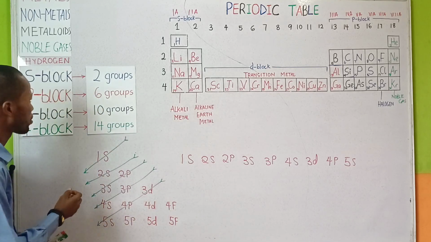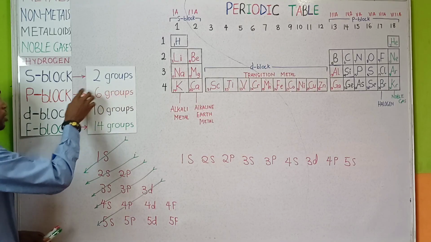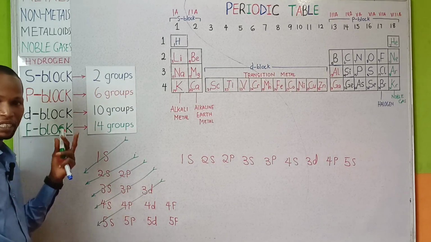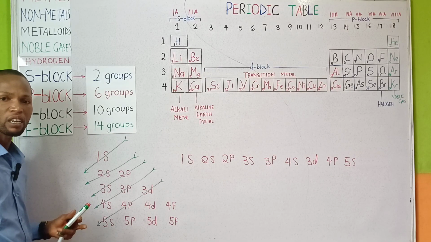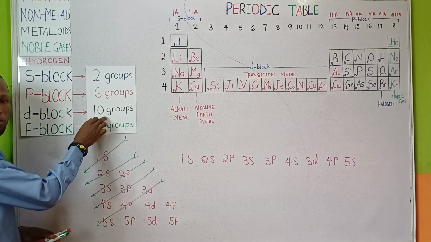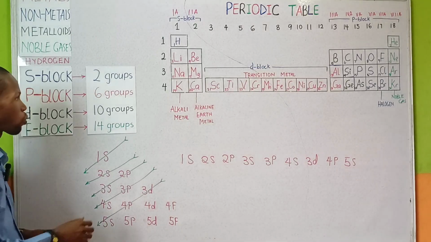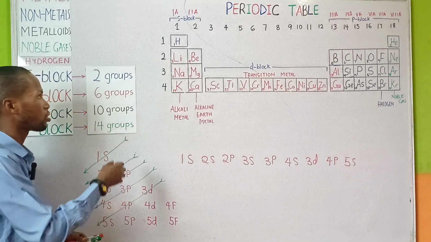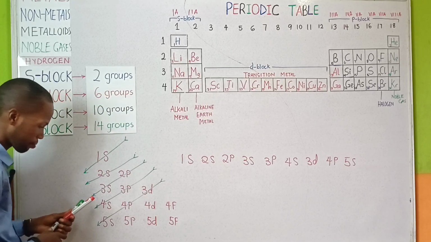Now let's take, for instance, the s block has 2 groups. The p block contains what? 6 groups. We've discussed that in the previous video on the periodic table of elements, so you can check the playlist. The d block contains 10 groups, and the f block contains 14 groups. So which implies that the s block can hold a maximum number of electrons, which is what? 2 electrons.